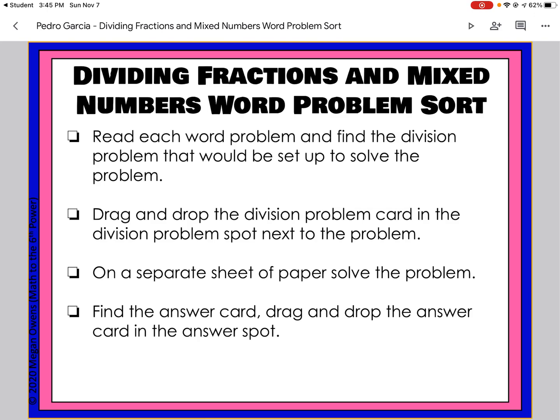This first slide is a direction. So it says, read each word problem and find the division problem that would be set up to solve the problem. Drag and drop the division problem card and the division problem spot next to the problem. On a separate sheet of paper, solve the problem. That is an important step. If you don't have an extra piece of paper right now, go get it now, because you will not get points for this assignment unless you're writing your work down somewhere.